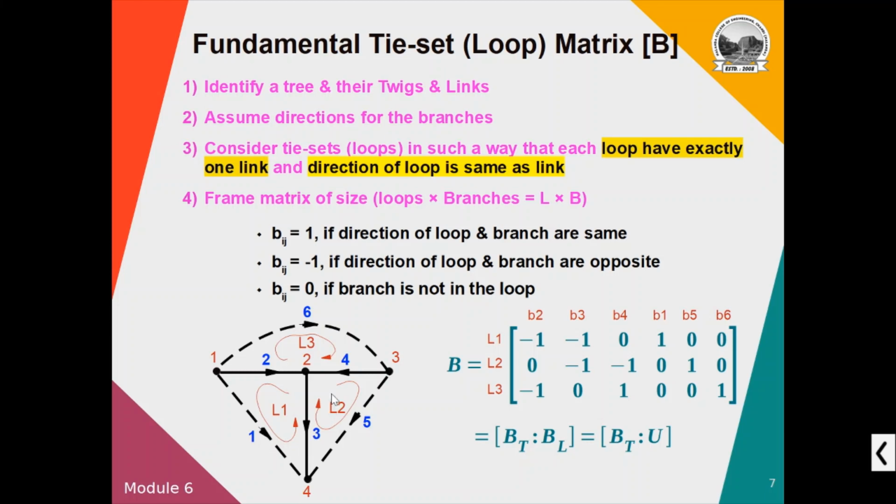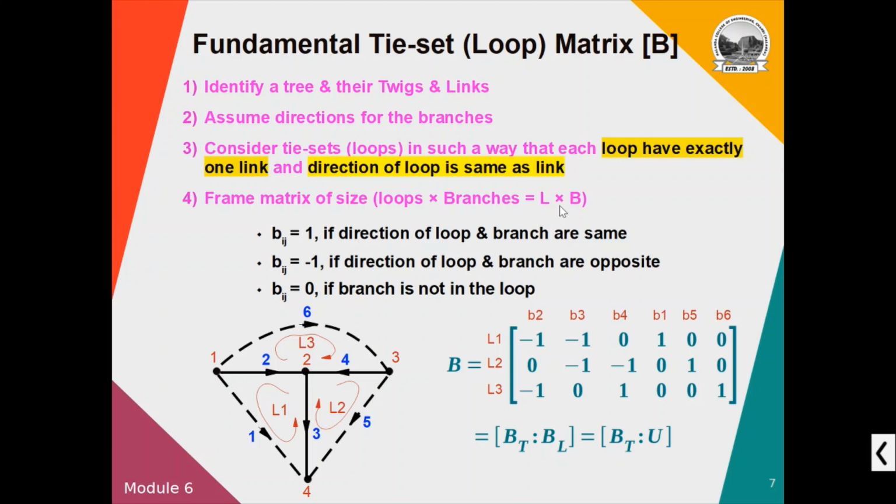And similarly we can have another loop L2. L2 again has only one link, link 5, and the direction is similar to that of link 5. And similarly L3 also, the direction of the loop L3 is similar to the direction of the link 6. The tie-set matrix is formed between the loops as well as branches, L into B. The size of the matrix will be L into B.